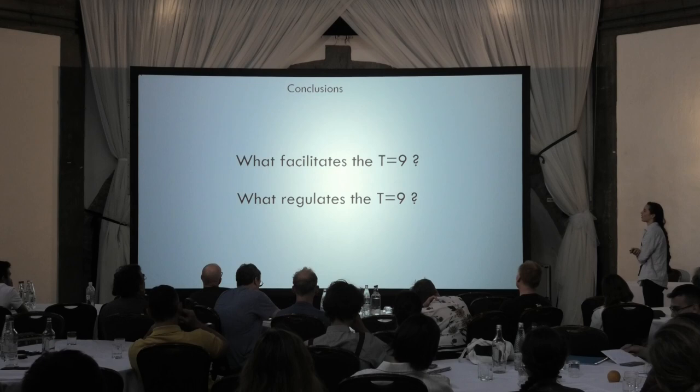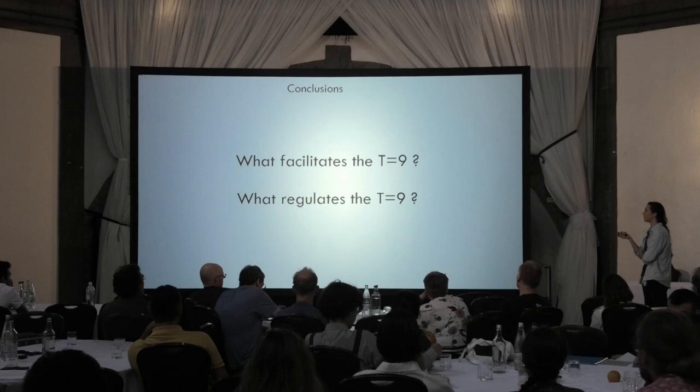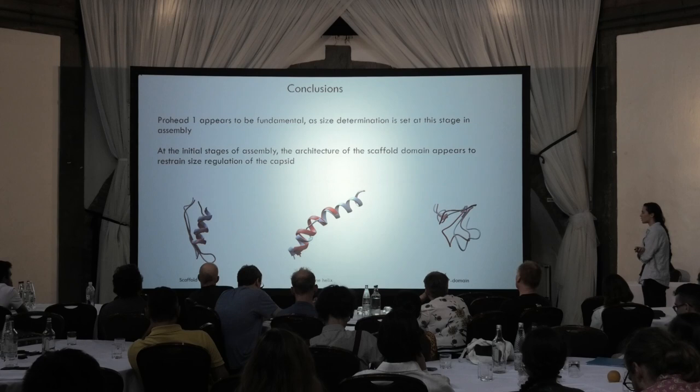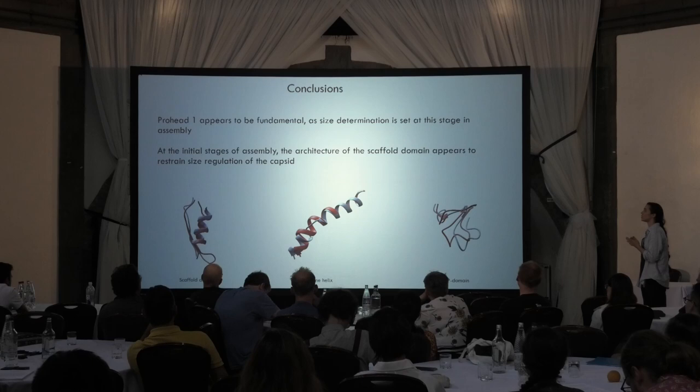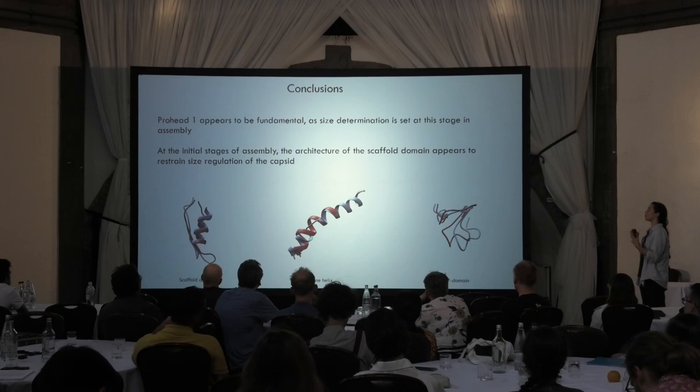We've asked the question what facilitates this T=9, but what we're really interested in is what's regulating that T=9, what's enabling it to form. So it appears to be this capsid associating part of the scaffold that we think is a key player. It also keeps us in the fact that prohead 1 is really the fundamental stage of assembly. Because when you go into the prohead 2 stage, the subunits become almost identical, yet they've got completely different geometries.